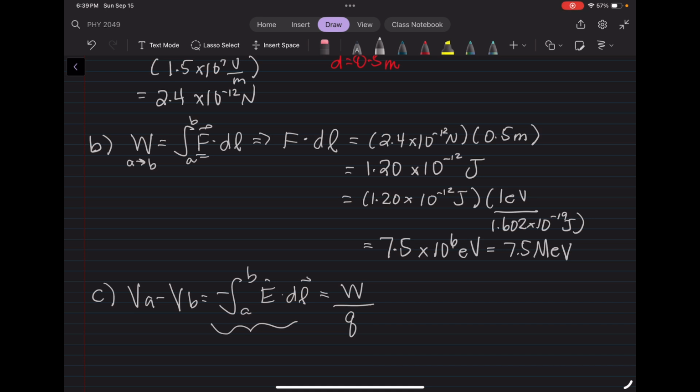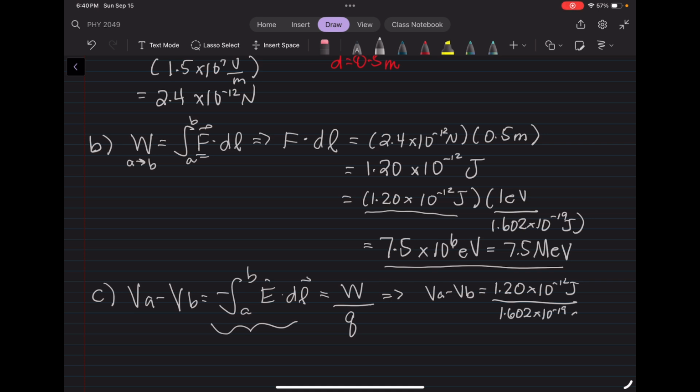We can kind of write it both ways. So work divided by charge. Well, here's the work right here, right? Expressed in eV or in joules, and divided by charge. So let's do it both ways. So VA minus VB is 1.2 times 10 to the minus 12 joules. Divide that by the charge of the proton, in coulombs, right? Well, that's going to give us this number right here, right? But in units of volts, right?